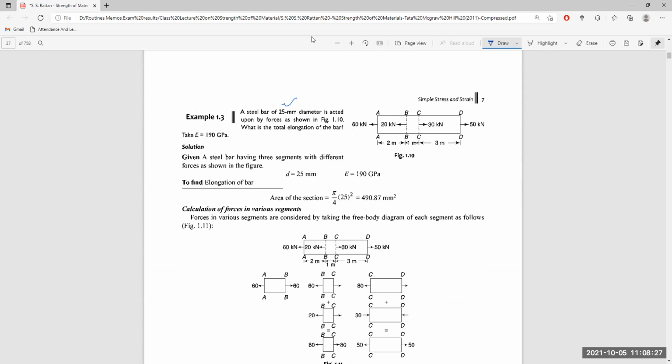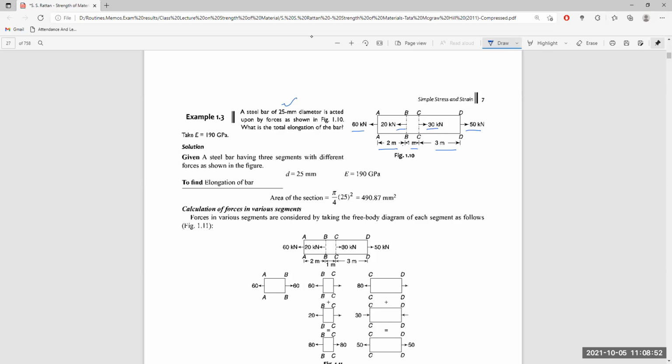Length is given 2 meter, 1 meter, and 3 meter. Why is it 3? There are two sections here, BB and CC, and it is loaded differently. Section A is loaded 60 kilonewton leftwards. Section B is loaded 20 kilonewton leftwards. Section C is loaded 30 kilonewton leftward, and section D is loaded 50 kilonewton rightward.